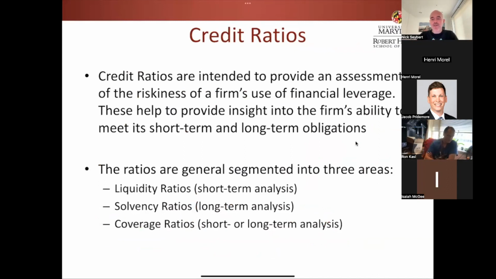And credit ratios, rather than asking what kind of return the company is generating, dig in more to the riskiness and the effects of leverage. Generally, there are three types of credit ratios. Again, everyone kind of disagrees. I mentioned this at the very beginning of the lecture: liquidity, solvency, and coverage. Liquidity is generally short-term. Solvency is long-term, and coverage could be either.